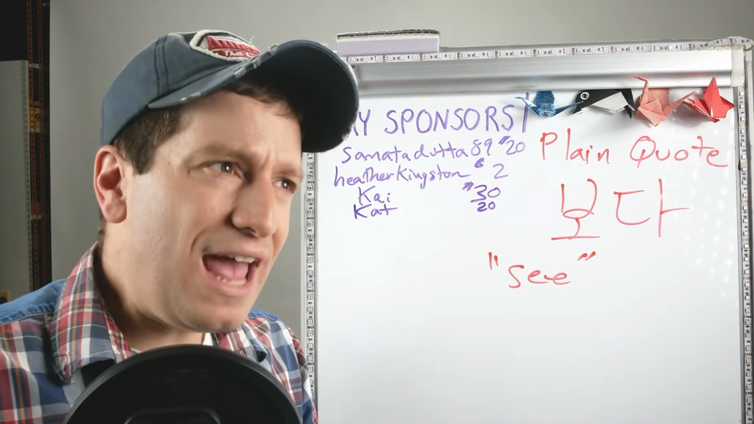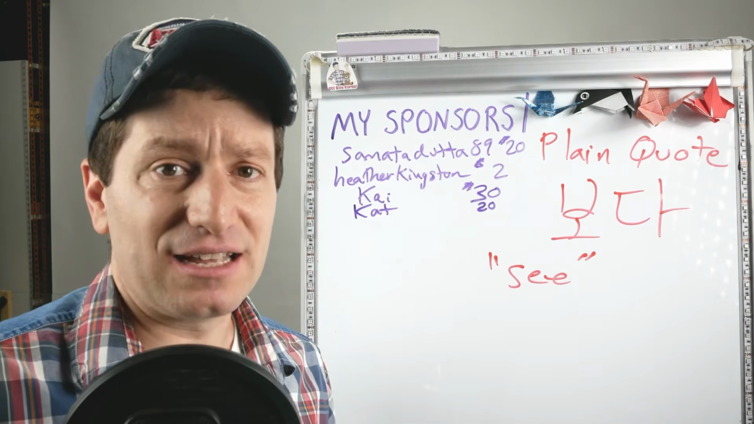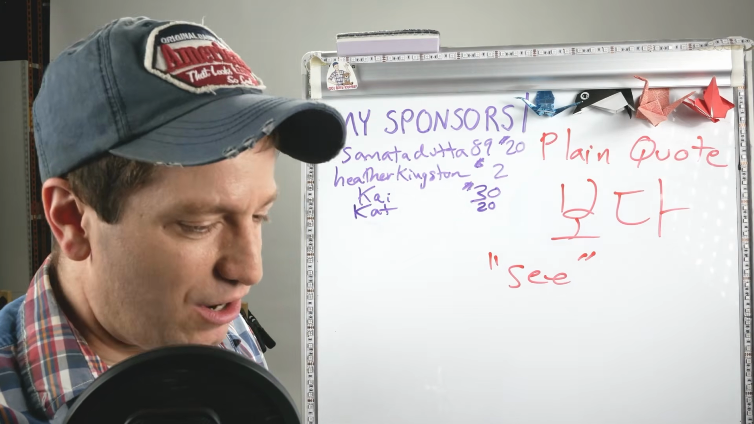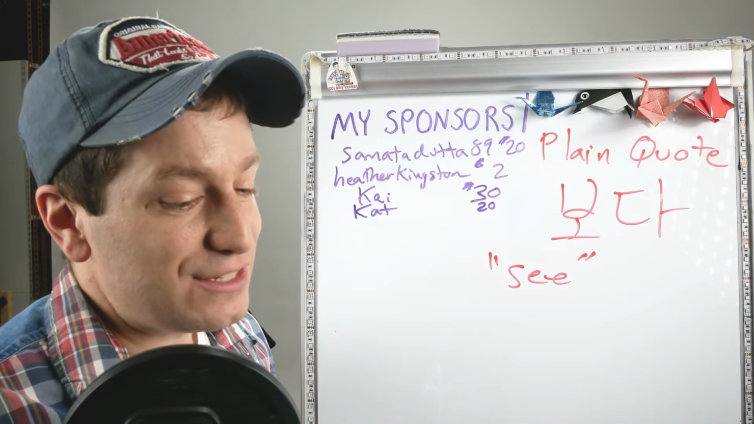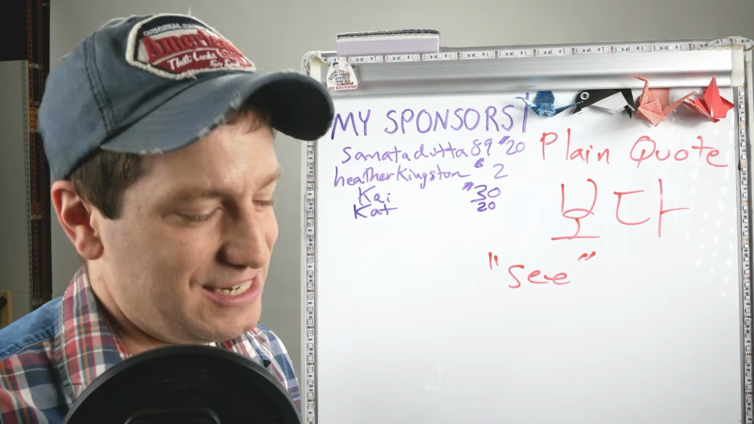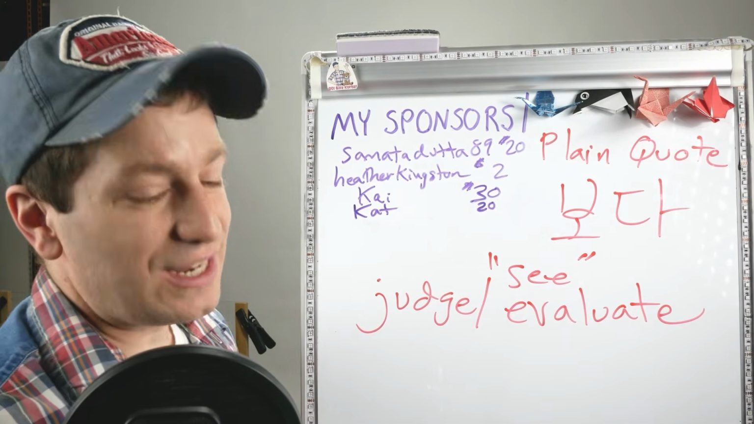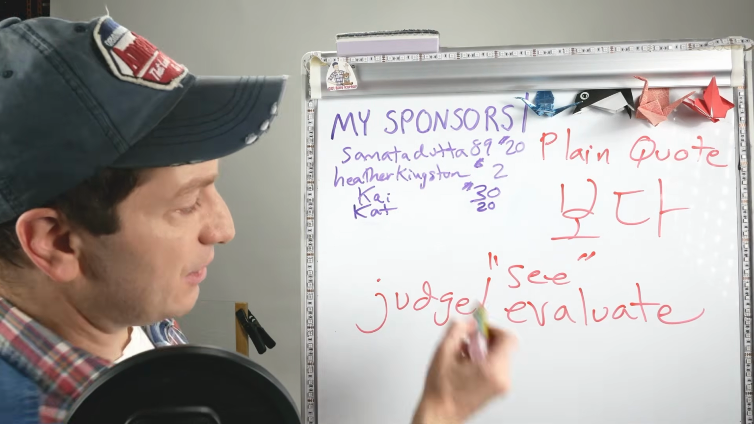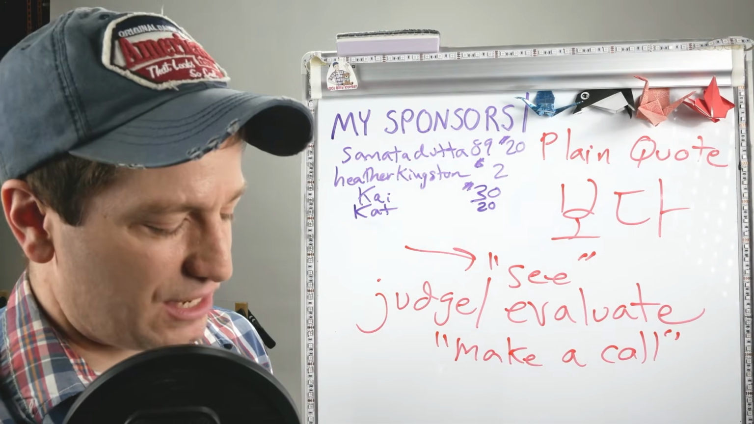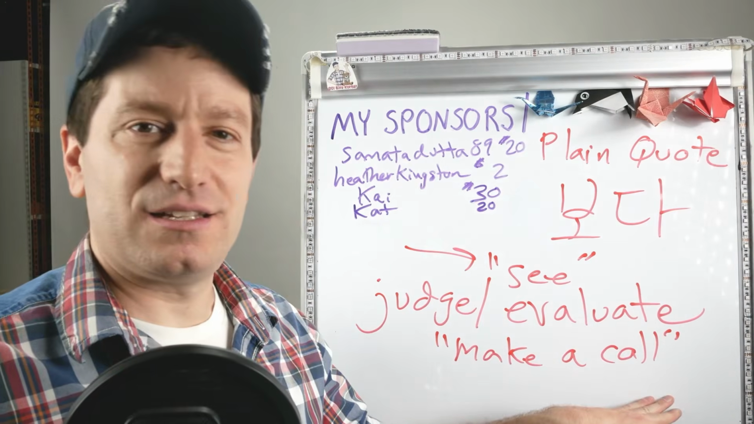So then, when would you use 보다 instead of 생각하다 to say, I think? This is not just used when you are saying your opinions from internal factors. You're not just expressing your personal thoughts and opinions. This one is used when you judge or evaluate something. Literally, when you see it. This is the form you're going to be using when you make a call. Not when you're making a phone call, but if you make a call as in a judgment.